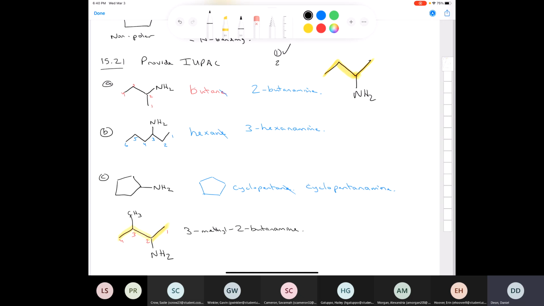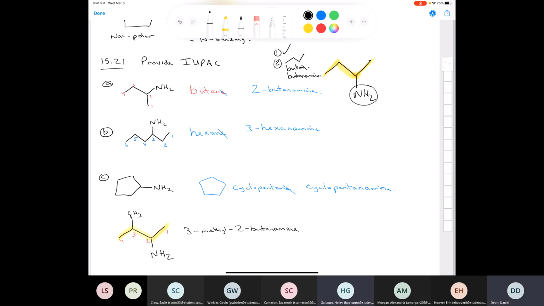So if you have a 4-carbon hydrocarbon, right? If you have just 1, 2, 3, 4 carbons, that's called butane. So that means that this is some kind of butanamine. Those are just the rules, okay? That this is some kind of butanamine. And since the amino group is at carbon number 2, it becomes 2-butanamine. Does that help?